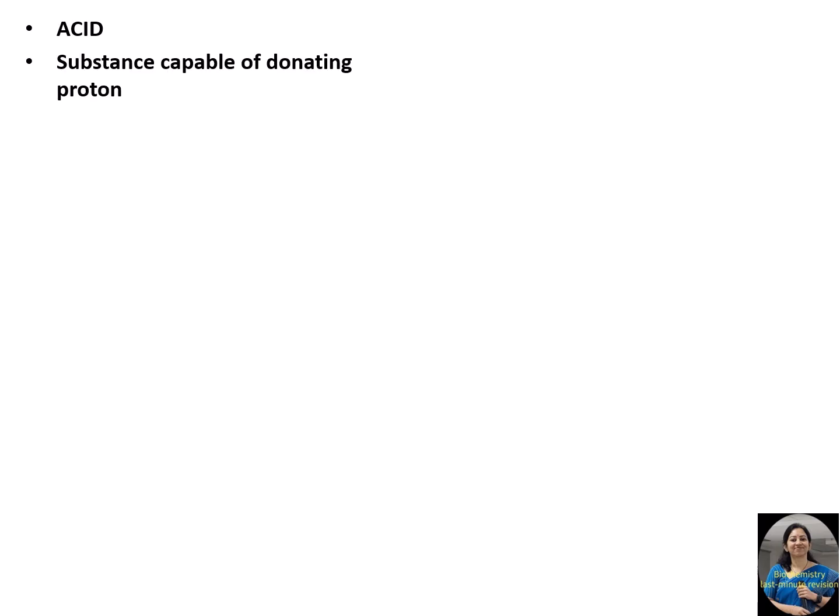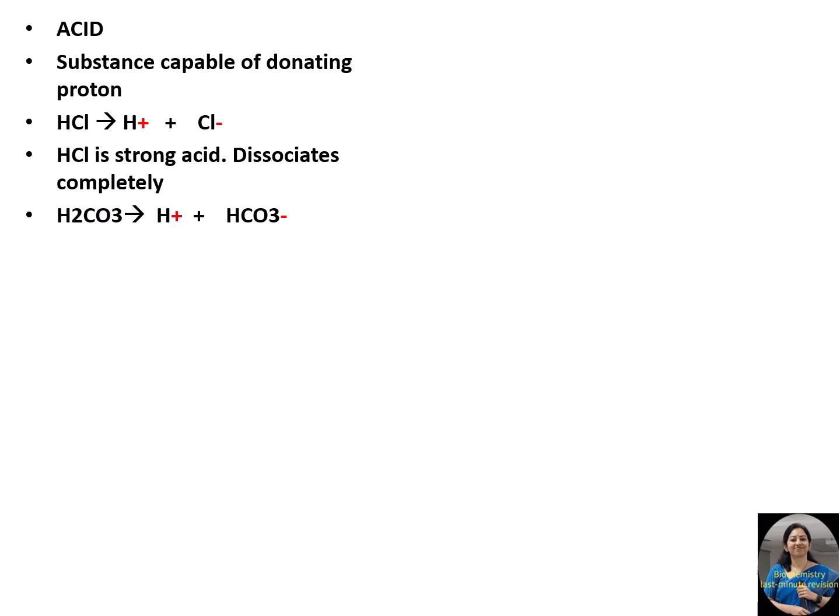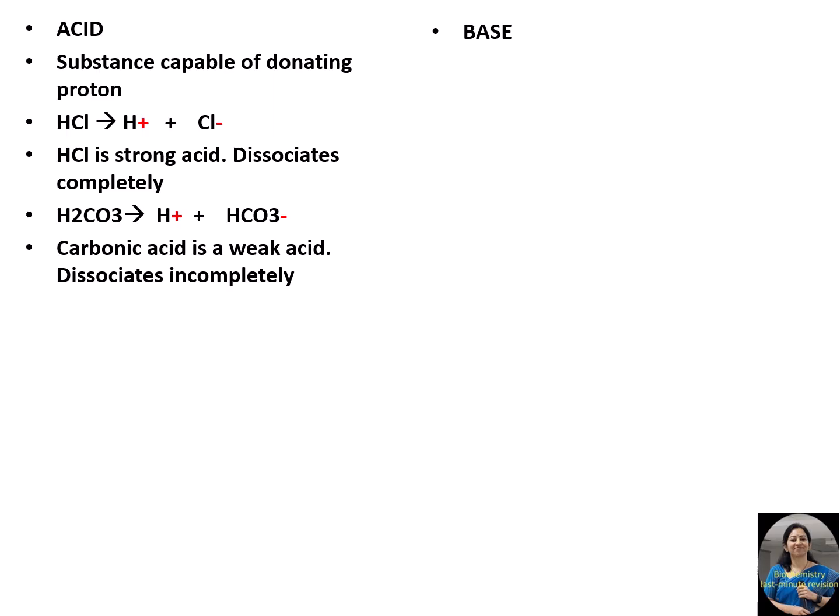What are acids? Acids are substances that are capable of donating protons. Consider this example, the dissociation of hydrochloric acid, which dissociates as H plus ion and Cl minus ion. Now hydrochloric acid is a strong acid and it dissociates completely. Consider this one, carbonic acid, which dissociates as H plus ion and bicarbonate ion. Carbonic acid is a weak acid and it dissociates incompletely.